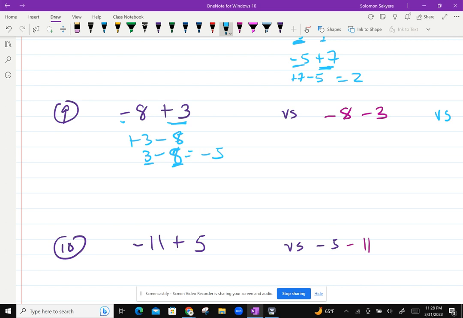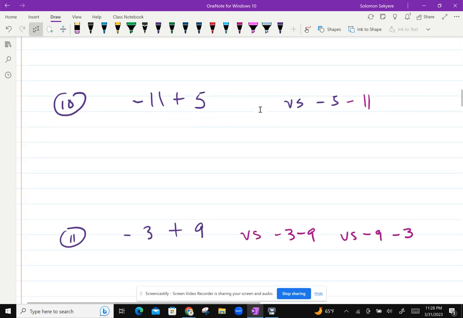What about this one here? You have negative 8 and you are going to subtract 3. You're going to count to the left, right? What's the difference? Negative 11. The same as negative 3 minus 8, still the same, negative 11.